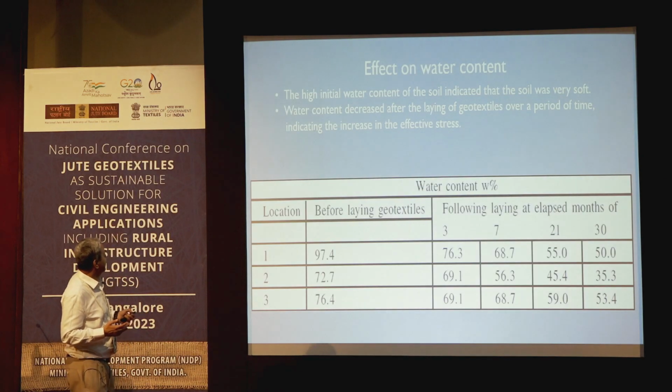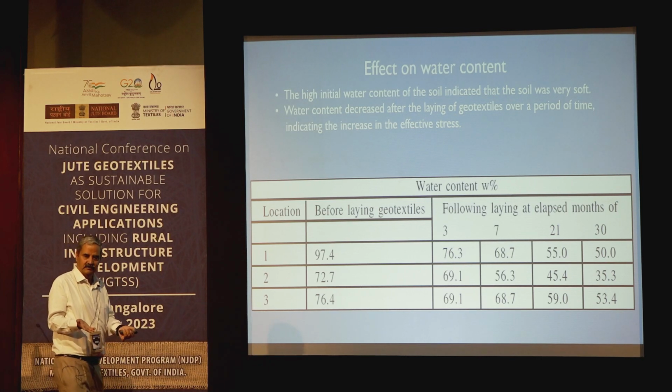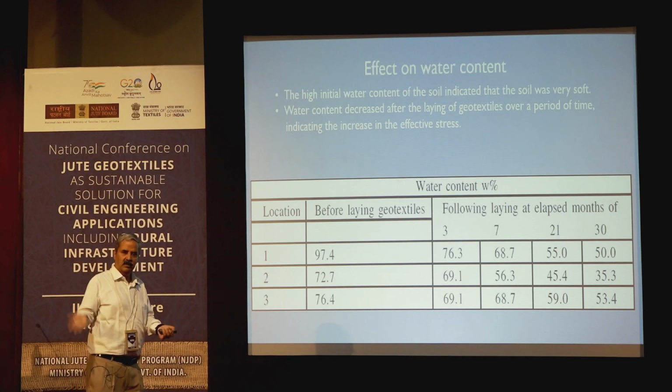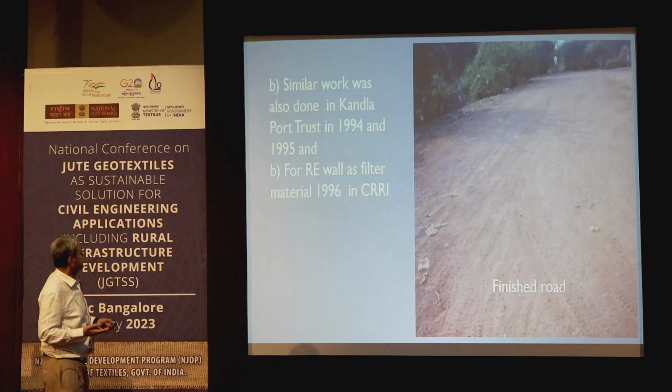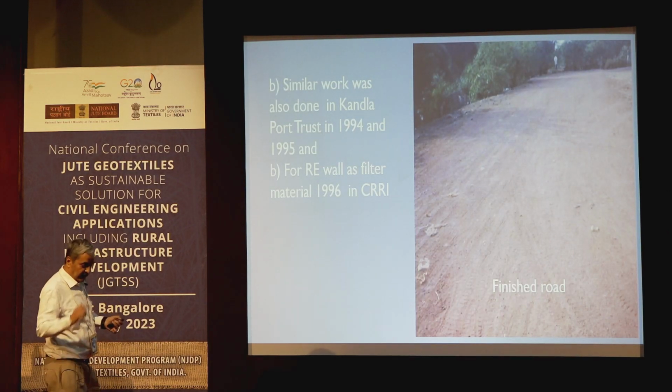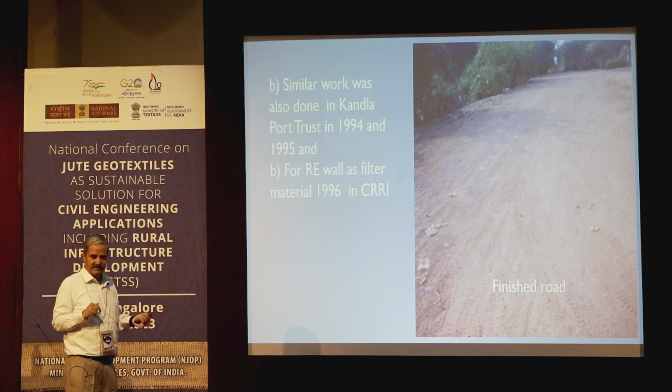So in fact, we did another interesting work. The paper was published, but what happens to the water content there? You can see a lot of water content reduction, and there is a consolidation that's happening, which you wanted, right? You put a geotextile, water gets reduced there, which is good. So density increased and all of that. There's a finished road.